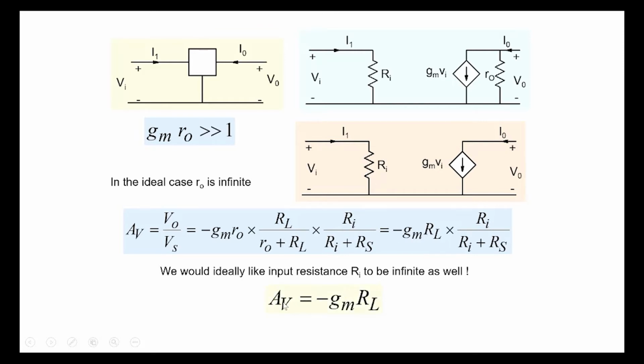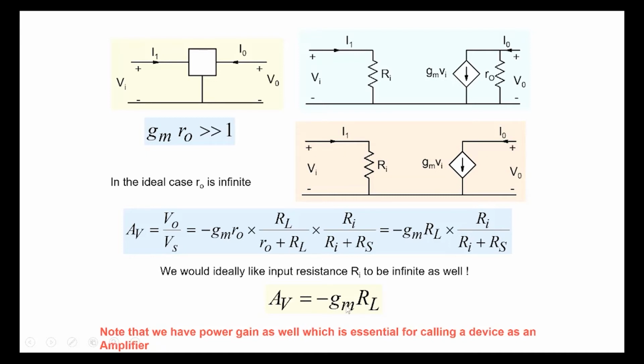Then our gain, AV, will simply be equal to minus GM times RL here. Because we've already taken R0 to be infinity, this R0 and this term cancel each other. We get minus GM RL here. So the gain of such a device is minus GM RL. Voltage gain is equal to minus GM RL. Note that we are talking about voltage amplification.